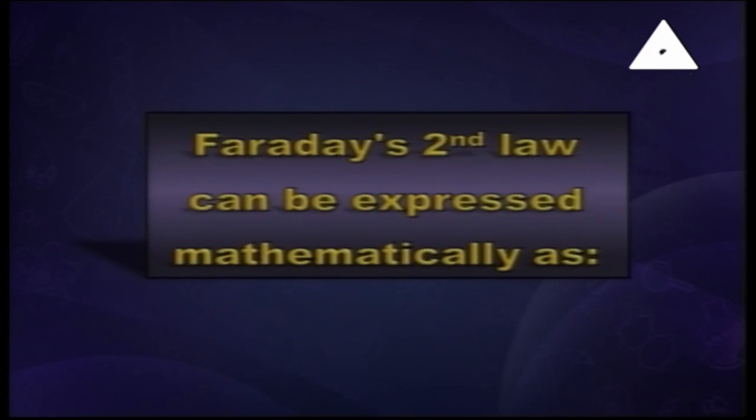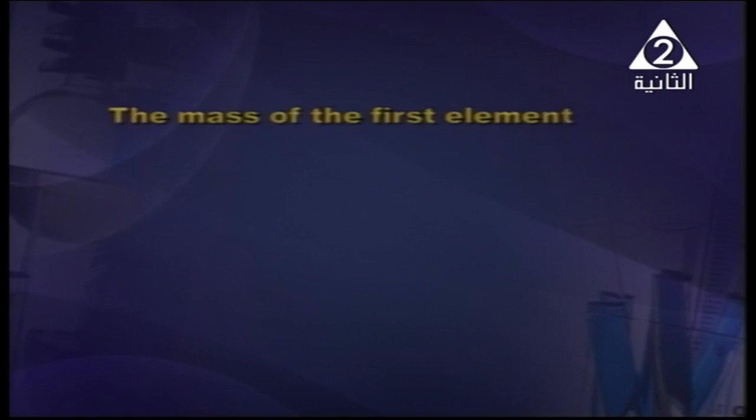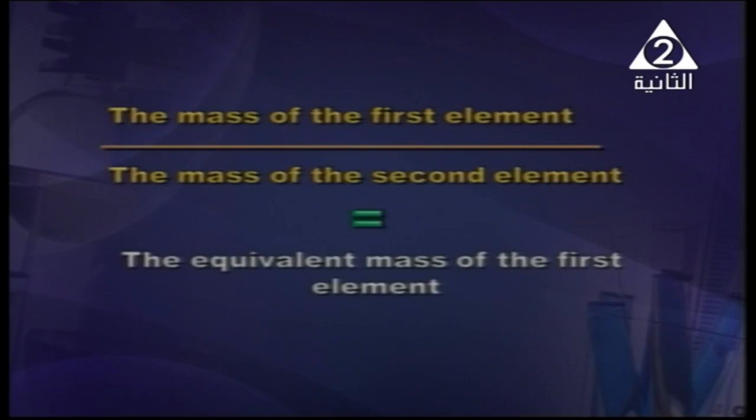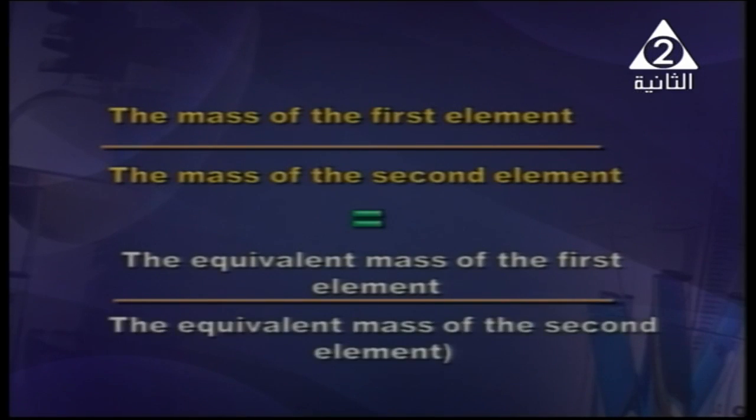Faraday's second law can be expressed mathematically as: the mass of the first element over the mass of the second element equals the equivalent mass of the first element over the equivalent mass of the second element.